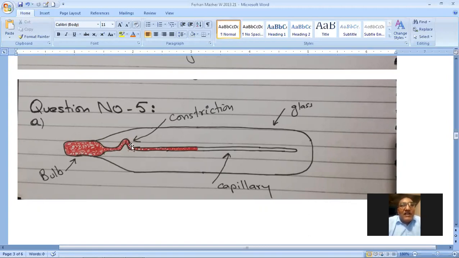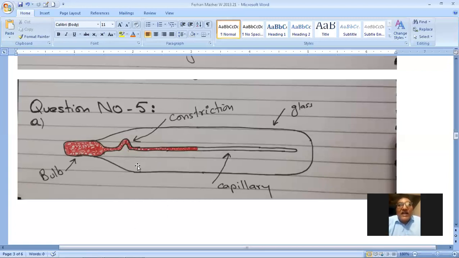But due to this constriction, the mercury is not allowed to go back immediately. So for some time, the mercury will continue showing the maximum temperature it has reached, or measured, because this constriction will not let the mercury go back. So you will get ample time to read the temperature.